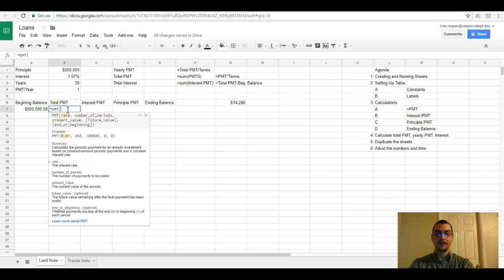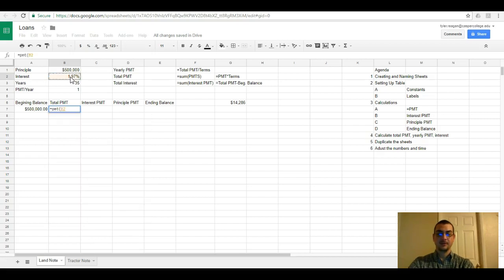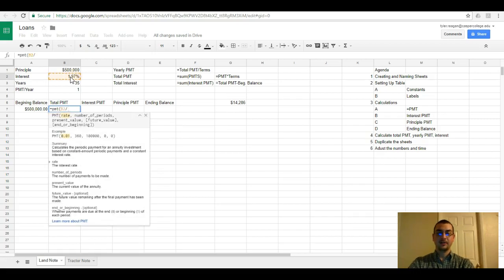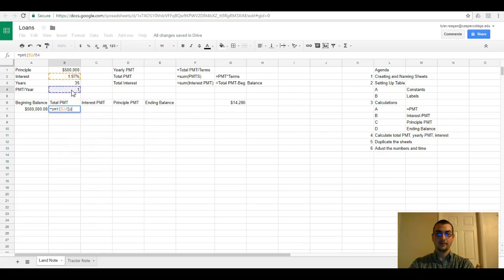So we're going to go ahead and type in the rate. Now the rate is equal to this interest rate divided by the number of payments per year. So in this case, it's going to be 1.